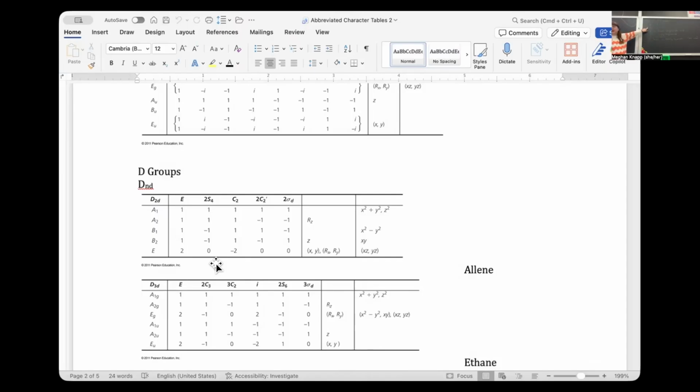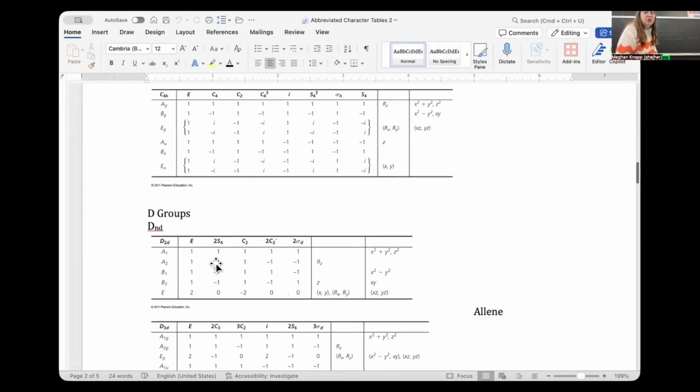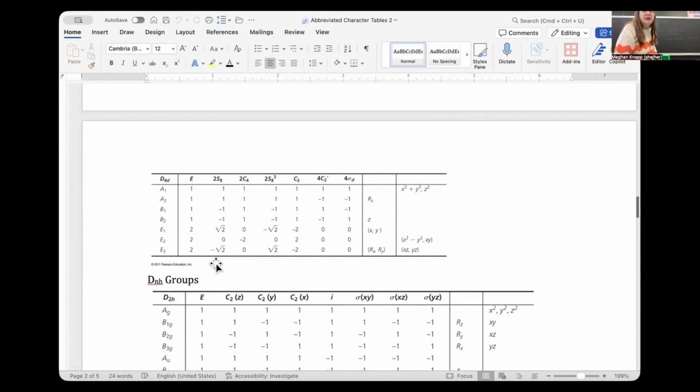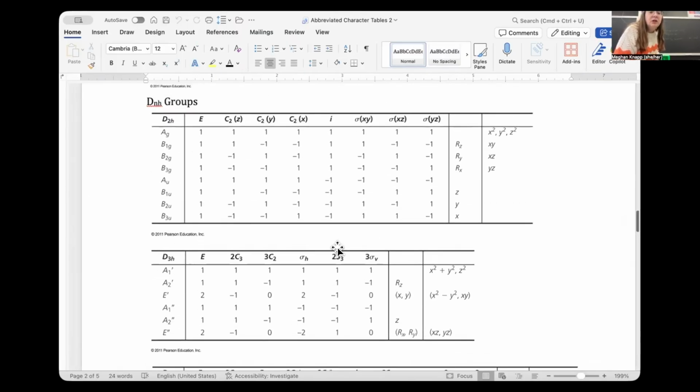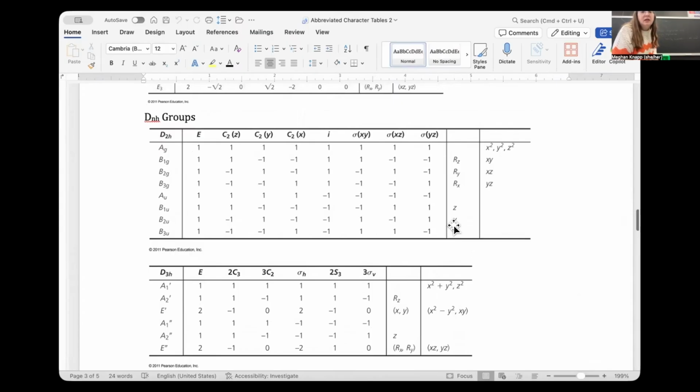All right, for X and Y, if your principal axis is 2, then X and Y will probably be labeled B, but have different subscripts, right? So if you look at D2H, I think that's Wyatt's. Oh, I'm looking at the wrong one. There we go. The Y is labeled B2U and the X is labeled B3U. Okay, so X and Y are often labeled with B if there's a C2 axis, if that's the primary axis.